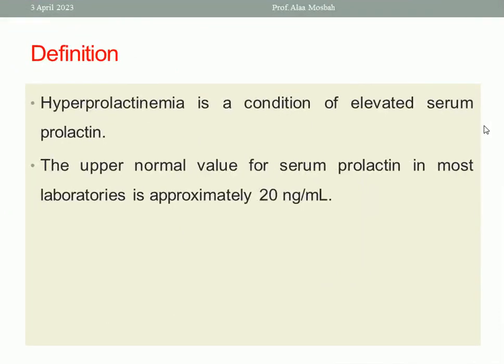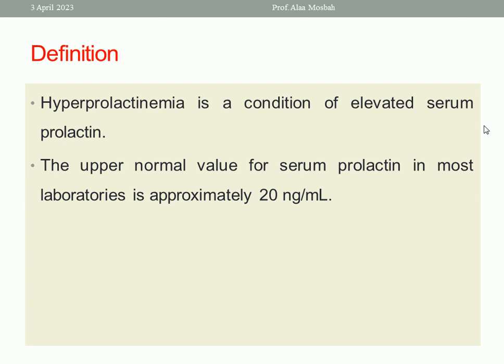What is the definition of hyperprolactinemia? It is simple like that. Hyperprolactinemia is a condition of elevated serum prolactin. So what is the upper normal value of serum prolactin? The upper normal value in most labs is about 20 nanogram per ml.